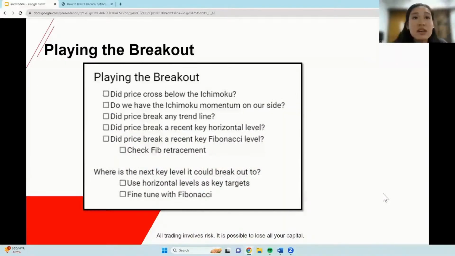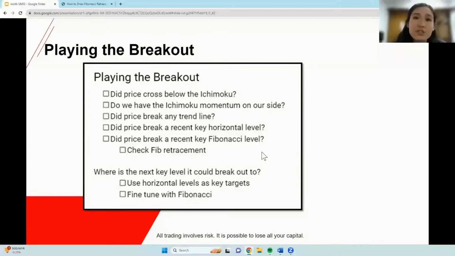Okay, now let's take a look at how we can play the breakout. So using the same checklist, is this the same checklist? Okay, not exactly, but looking at the same kind of indicators. Firstly, does price cross below the Ichimoku? So if price crosses below the Ichimoku, it suggests that the signal that Ichimoku is giving us is bearish. Do we have the Ichimoku momentum on our side? So is it bearish or bullish?